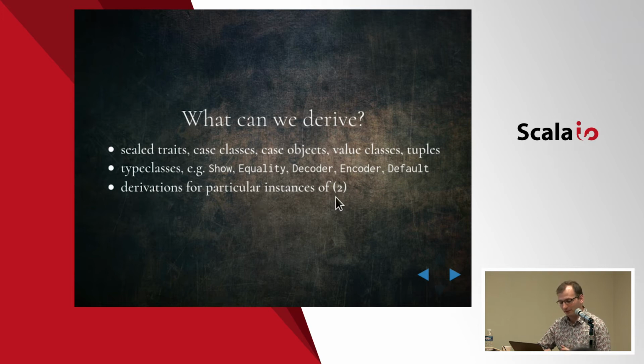And then we have derivations of particular instances of these. That should point to this. So derivations for particular instances of the above. Dealing with the five items in the first bullet point is done by Magnolia. It has the capacity to work with these different things. The code that's required to derive the different type classes is generally provided by either the type class author, or, if the type class author hasn't provided that, by someone who's using that particular type class. And then derivations of the particular instances happen in your user code at the moment you demand an implicit of the appropriate type.